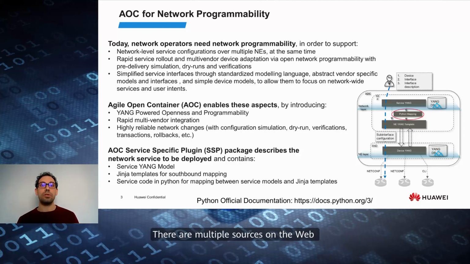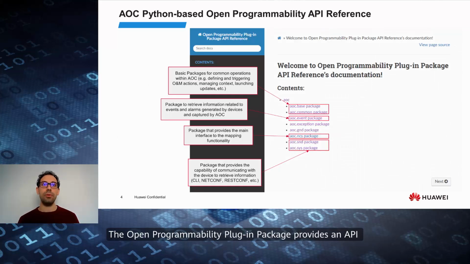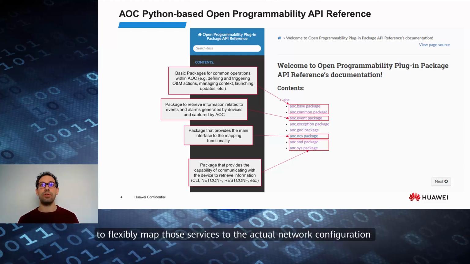There are multiple sources on the web that can help to become more familiar with Python, and the official Python documentation is definitely the place to start. The Open Programmability plugin package provides an API to fully support the definition of mappings for network services within AOC, which enables operators to easily and quickly define the service mappings they want to deploy across the network to flexibly map those services to the actual network configuration that is required on the network devices.